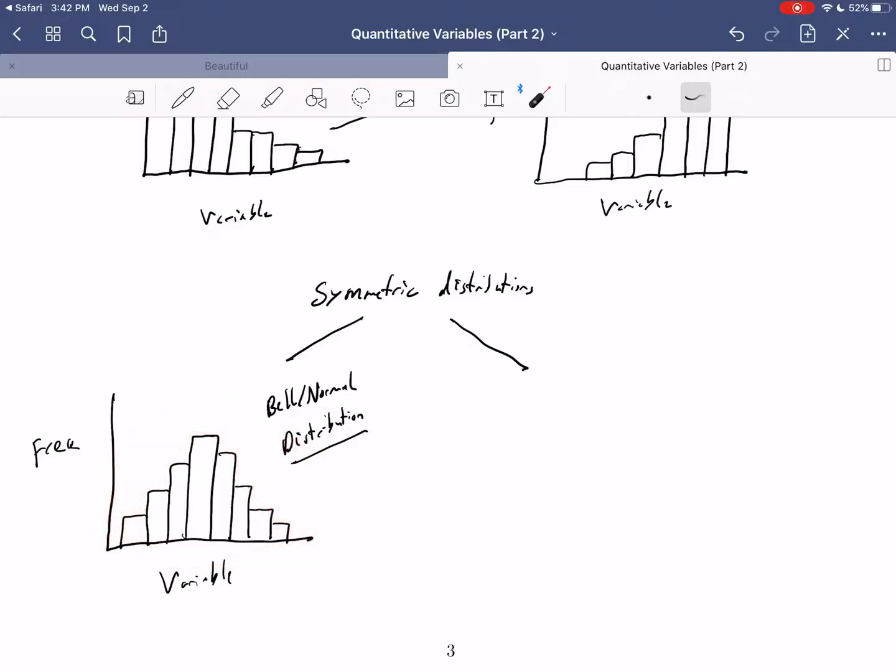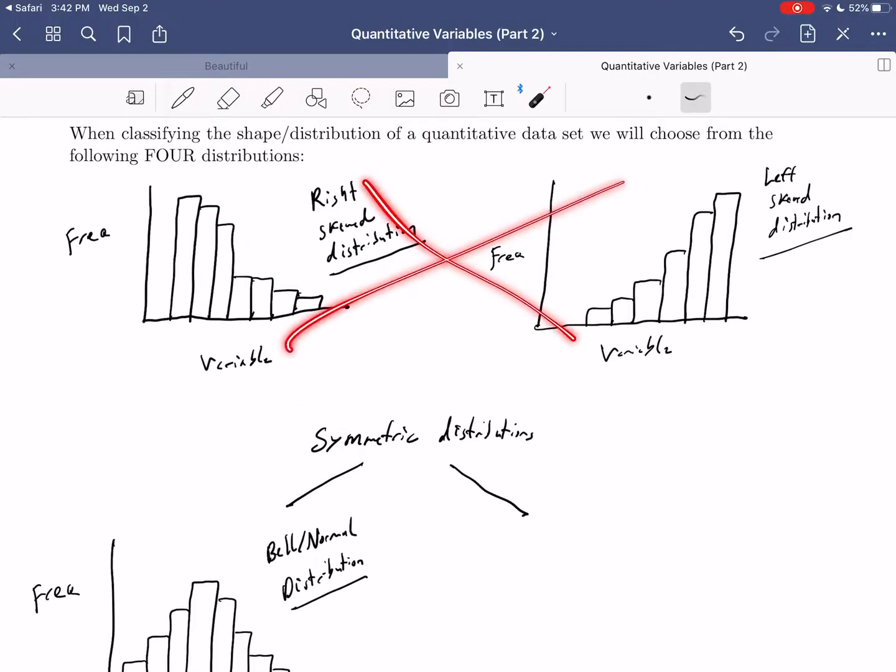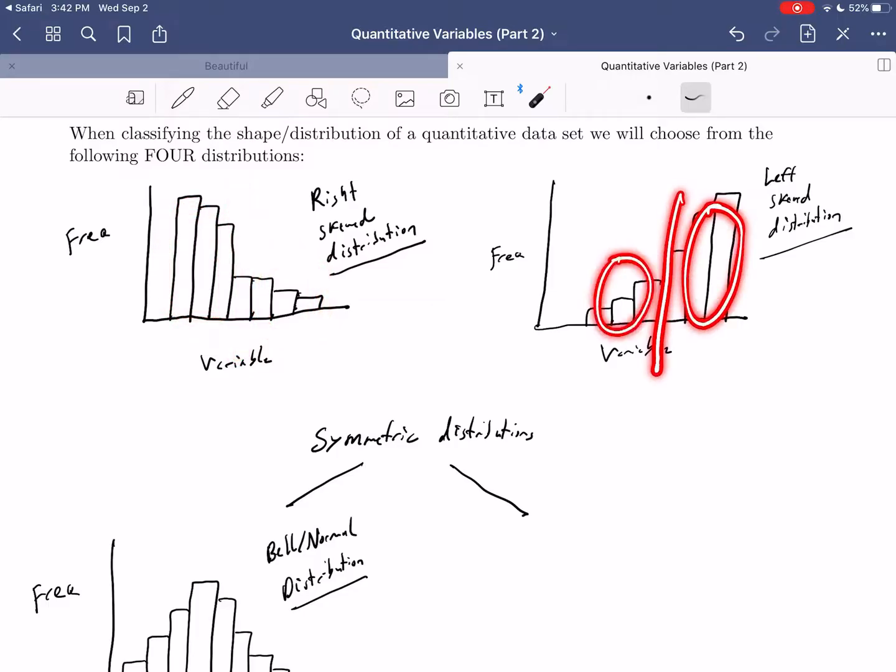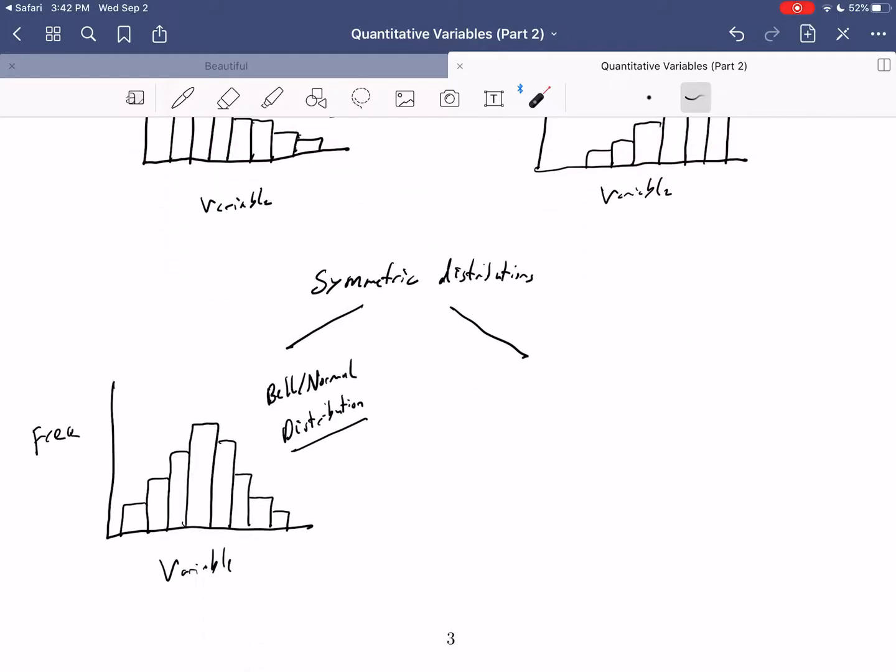You can also see why it's called, in general, a symmetric distribution. If you sort of cut this in half, this side over here looks roughly the same as this side over here. That obviously is not the case for these here. If I cut this down the middle, what's over here does not look the same as what's over here. Cut this down the middle, what's here does not match what's here. But in this case, the two halves should be roughly the same.